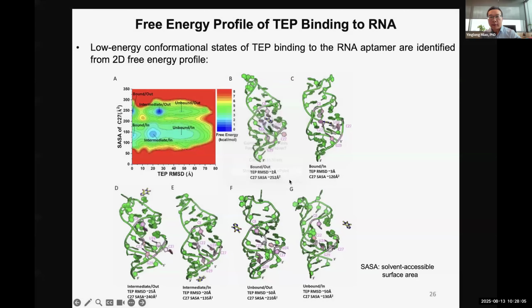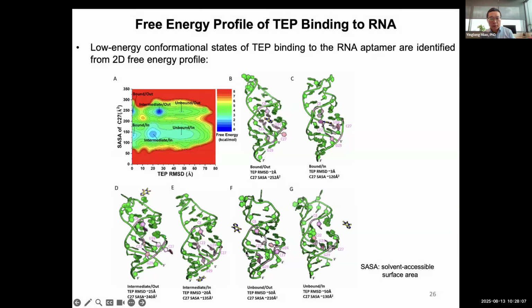This shows the different conformations. So you can see, especially this C27 as I highlighted, can move in and out, and you have a very large conformational space you want to sample during the ligand binding. Hopefully, that can answer the question.